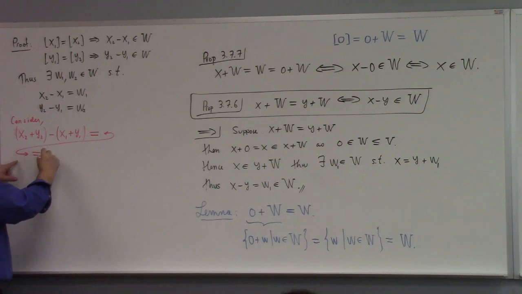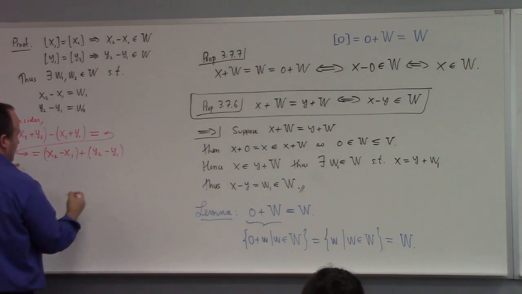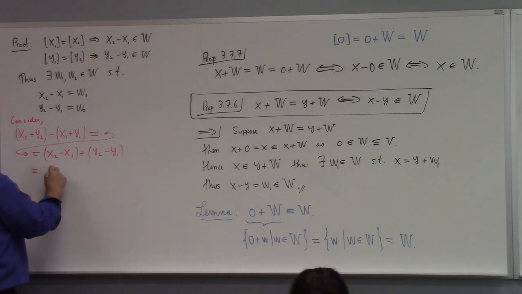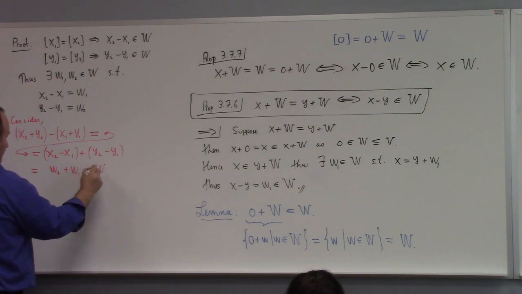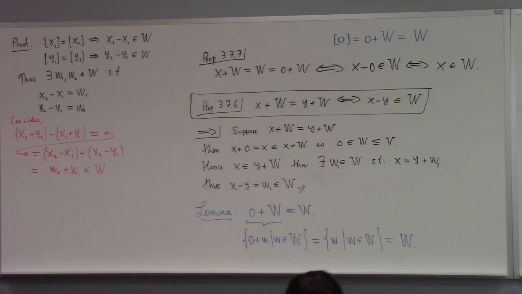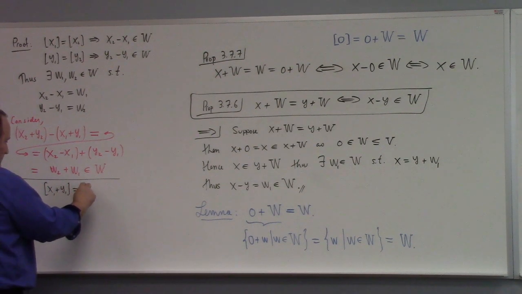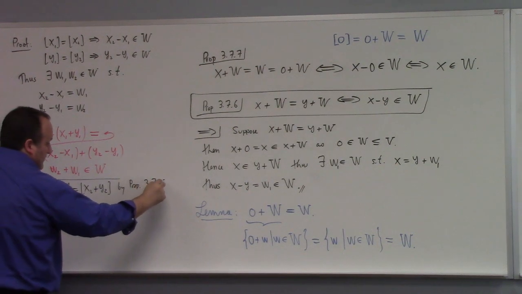So this can be rewritten as x2 minus x1 plus y2 minus y1 using commutativity and associativity of vector spaces, right? But that is respectively w1 plus w2 in my language, which of course is an element of W. If I was lazier, I probably could have done both at the same time. So we got that. And so thus what? x1 plus y1 is equal to x2 plus y2. They're the same coset by proposition 3.7.6, right?